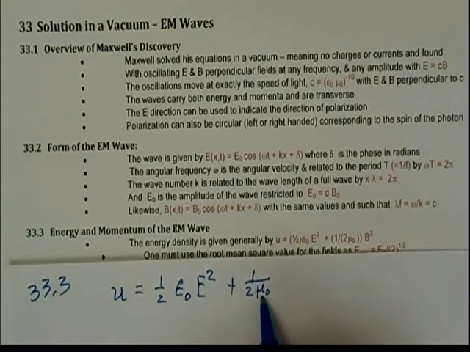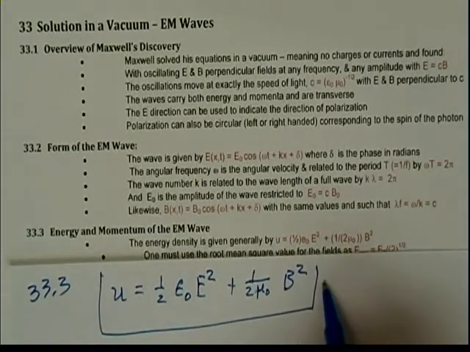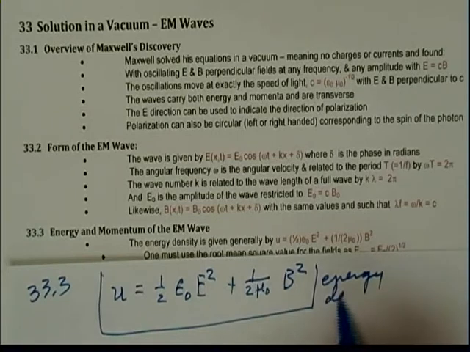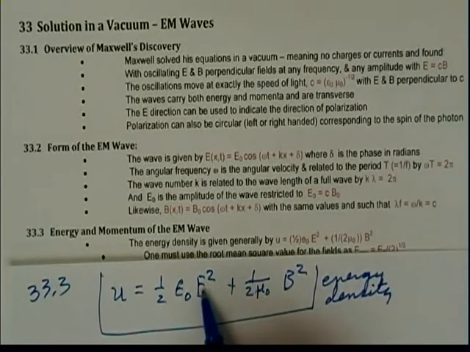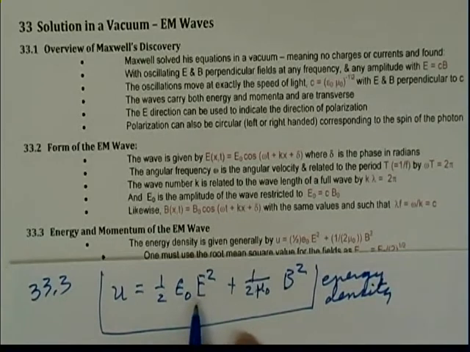mu naught, and the mu naught is in the denominator here, times B squared. This right here is the energy density at any point in space. And you'll notice here that it is the square of the electric field that gives us this energy density and the square of the magnetic field, apart from these constants. So when I double the strength of the electric field, as usually happens with a wave, if I double the amplitude, then I multiply the energy density by 4. It carries 4 times as much energy.